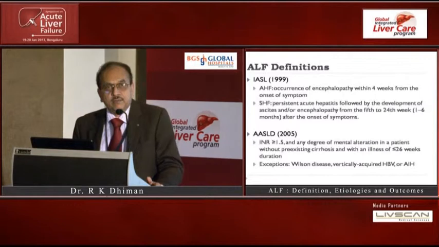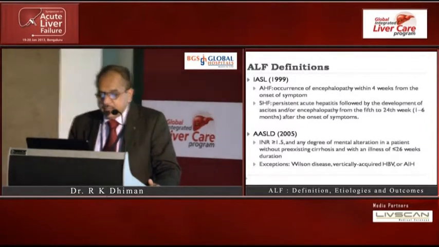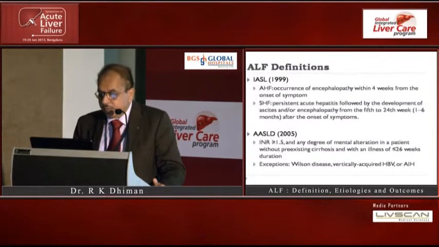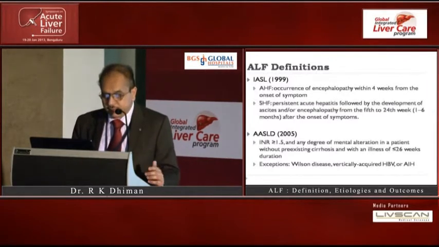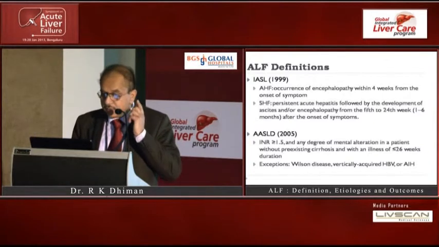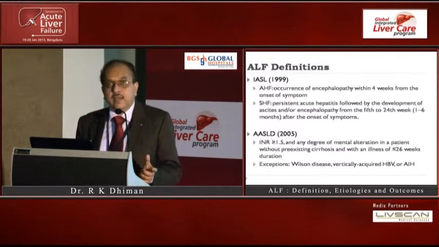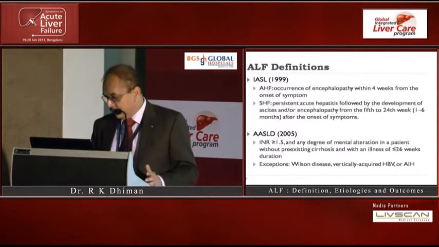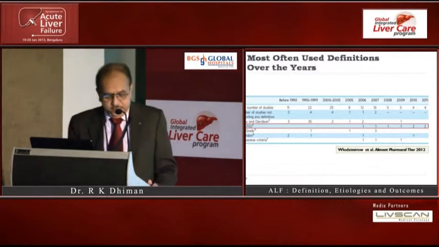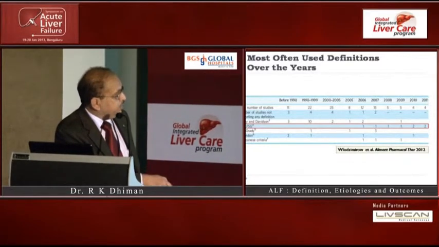Lastly, the definition from the AASLD ALF Study Group: INR equal to or more than 1.5 and any degree of mental alteration in a patient without pre-existing cirrhosis and with an illness of less than 26 weeks, that is 6 months. We traditionally say that a disease is chronic when it is more than 6 months. The exceptions are Wilson disease, vertically acquired hepatitis B virus infection, or autoimmune hepatitis, because all three conditions may have underlying high-grade fibrosis or even cirrhosis, but their presentation is just like ALF and they have the prognostic value of ALF. So these are the definitions, but recently the most used is the one proposed by the ALF Study Group and the AASLD.